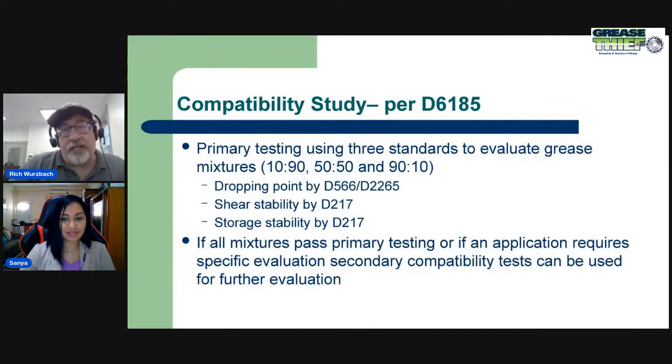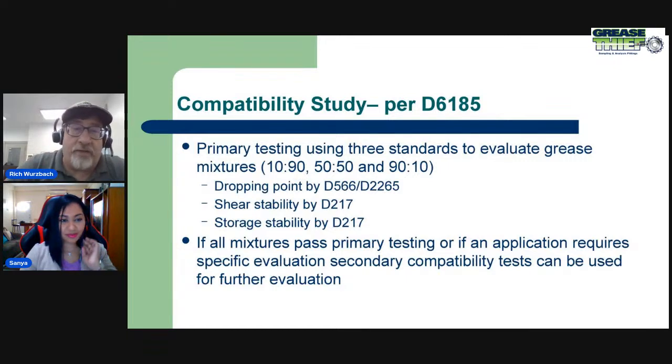And so the study is the ASTM D6185 is the primary testing. It uses three standards. That's the way in which it is currently written. It gives you the 10/90 mixture, the 50/50 mixture, and the 90/10 mixture of those two greases that you're using to compare. And then it looks at dropping point, shear stability, and storage stability. And a lot of people stop right there and they say, oh, I've tested those greases, I did those three things. But it does say in this method, if it passes that primary testing, or if you have a specific application, there's other secondary compatibility tests to evaluate it further.